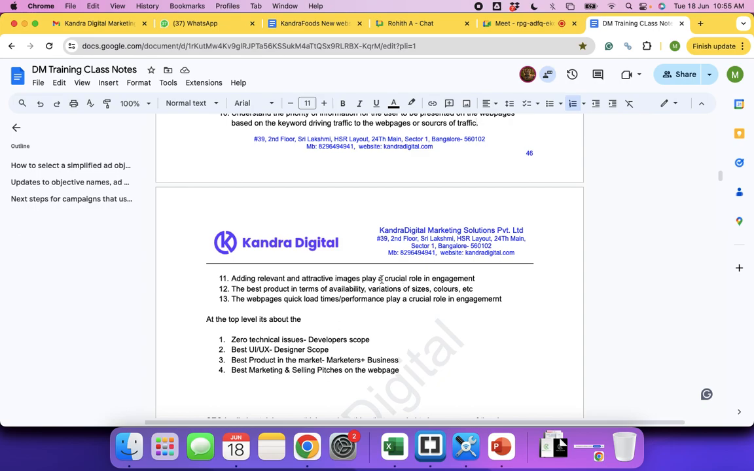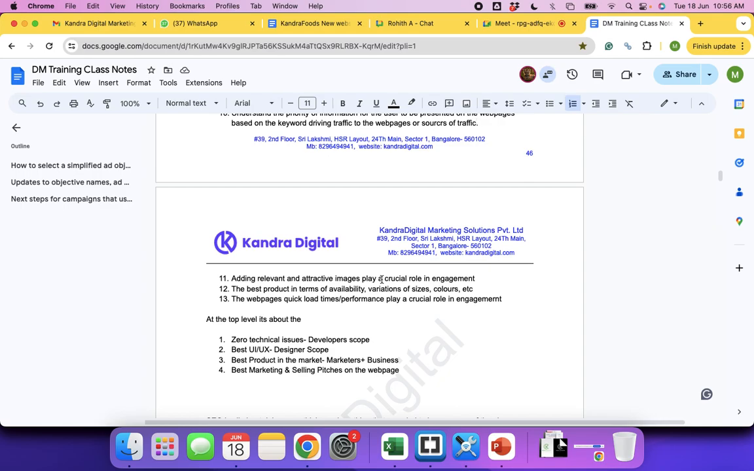Adding relevant and attractive images on the web pages plays a crucial role in engagement. The best product in terms of availability, variations of sizes, colors, etc. can help improve the engagement. So for example, you are purchasing a pair of shoes, you have visited the web page, your shoe size is 9 but size 9 is not available. What will happen now? You will quit that web page. You are looking for a particular color and that color is not available. You will quit that page. You are looking to purchase from a specific brand, but that brand's shoes are not available, and your engagement is taking a hit now. Correct? Everybody?